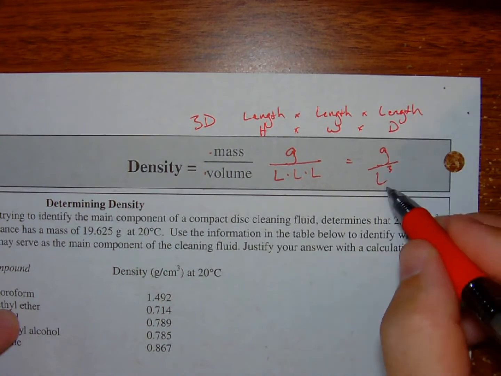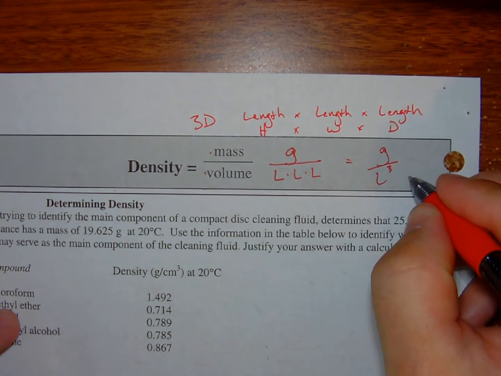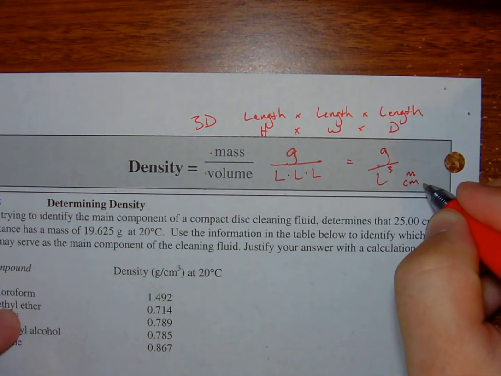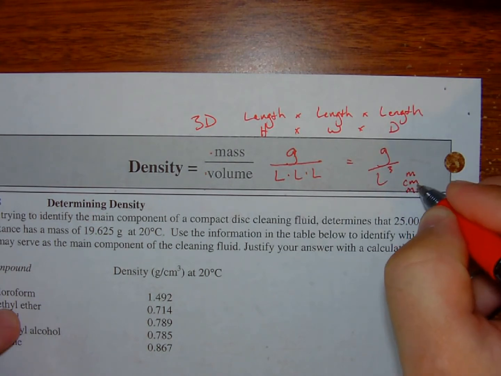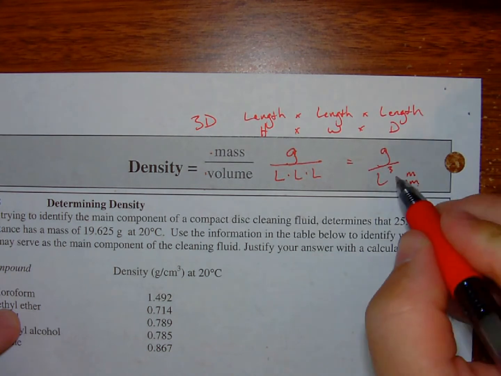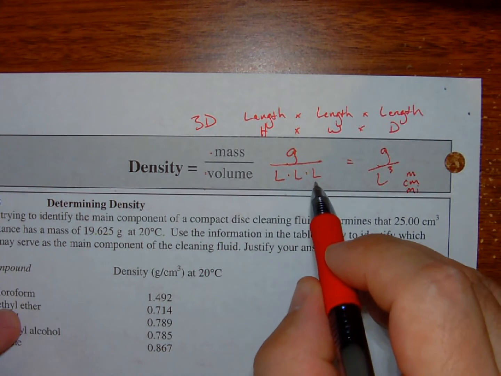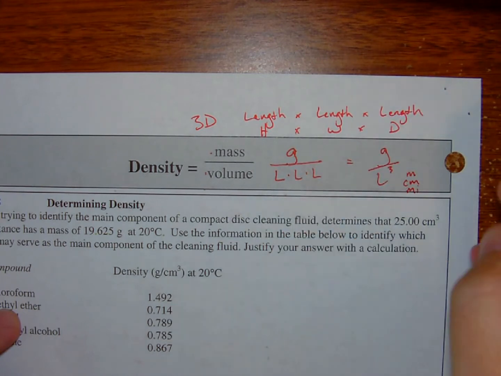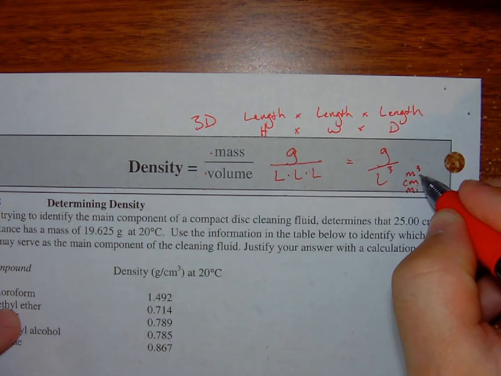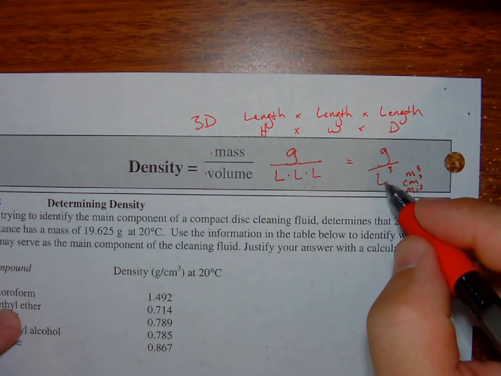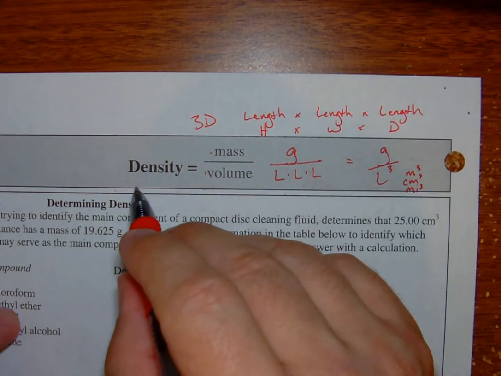And so you're going to have some sort of length here, whether that's meters, centimeters, sometimes it can even be miles. But it's going to be meters times meters times meters, centimeters times centimeters times centimeters, miles times miles times miles. And so these are all cubed. That's a unit of volume. Now, a mass divided by a volume is your density.